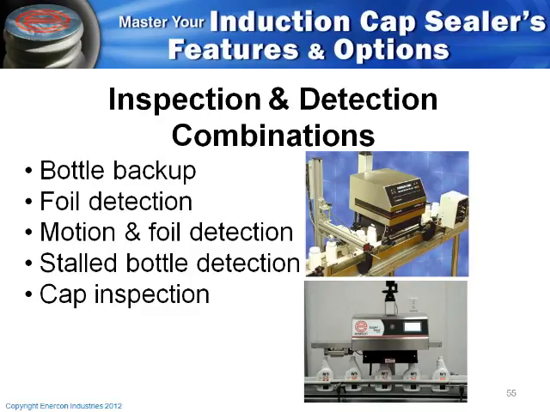So these two features, foil and cap detection as well as motion detection, can be applied in any number of ways. You can look at it simply as bottle backup. You can simply do foil detection. You can combine them and do motion and foil detection. You can simply do stalled bottle detection. Or you can combine it all together and provide what we call our full cap inspection system. The one that's right is going to depend on your application. Sometimes your capping machine may detect for foil. Sometimes it will detect for foil and a cocked cap. And you may just need motion detection. Sometimes you need it all, and that's where our cap inspection system comes into play.